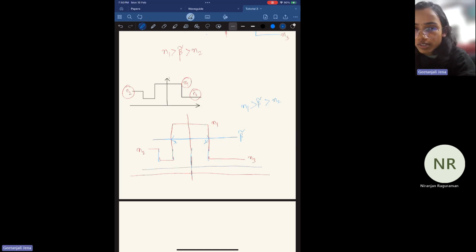This beta tilde is also not allowed because it's not guided. And this beta tilde is also not allowed because here N2 is greater than beta tilde. So that means it will not be guided inside the fiber. So the condition for ray guidance is that beta tilde should lie between N1 and N2 for this situation.